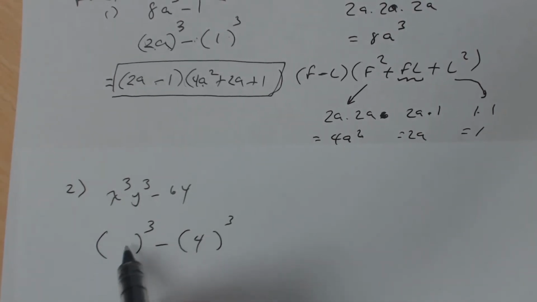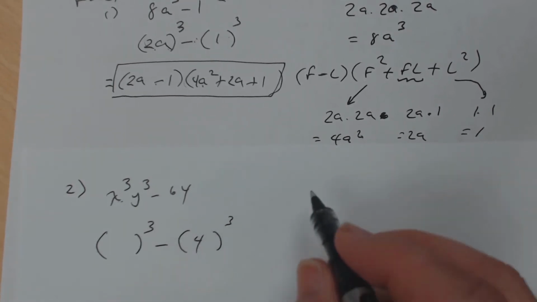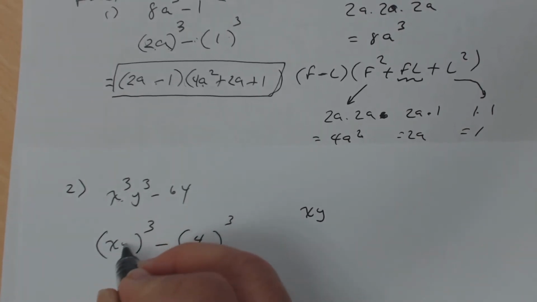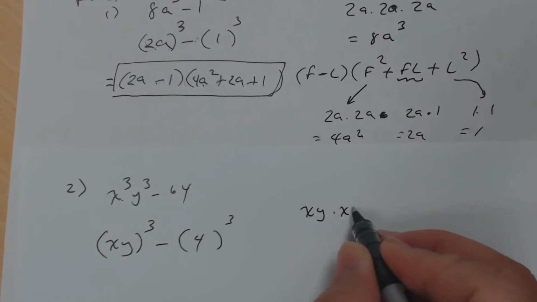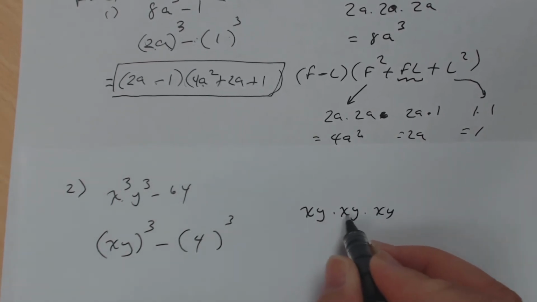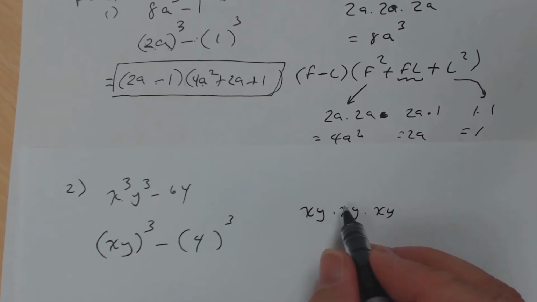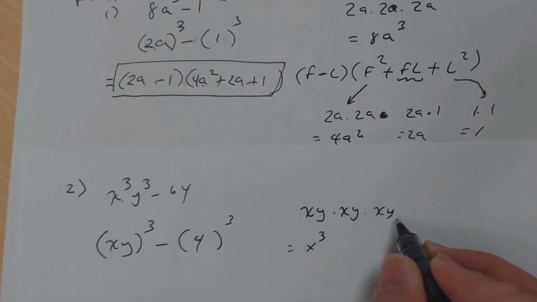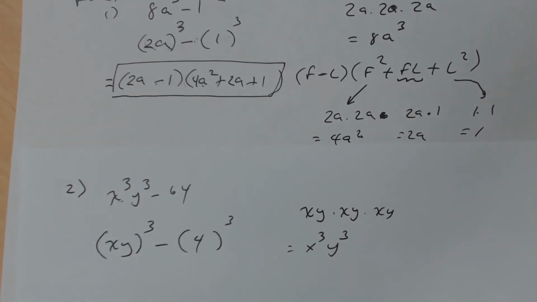Over here, what times itself 3 times is x cubed y cubed? Well, think about it. It's going to have to be xy, because xy times itself 3 times is x cubed y cubed. X times x times x is x cubed. Y times y times y is y cubed. So this is the difference of two cubes.